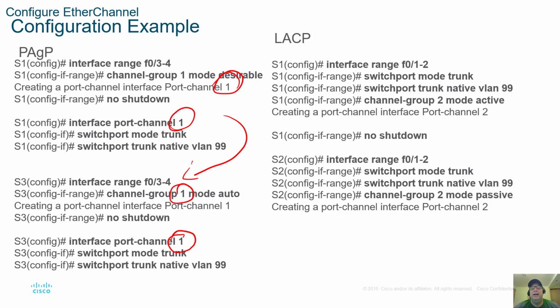On the LACP side, interface range, great. Set the trunking right then and there, that's okay. Both of these are trunking commands, that's fine. Then name the channel group, so channel group 2 mode active, that's the whole thing. No shut it, boom, you're in business. So it's a little bit more efficient to do LACP than it is to do PAgP. In my experience, we did LACP on a regular basis, PAgP never. But it just depends on what shops you work in as to which EtherChannel solution may or may not be used.